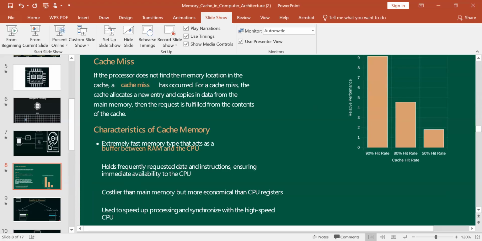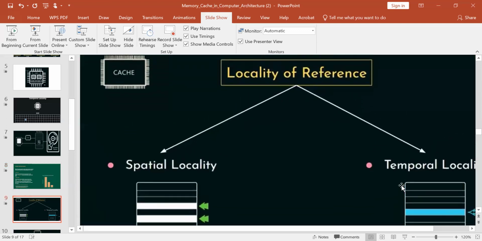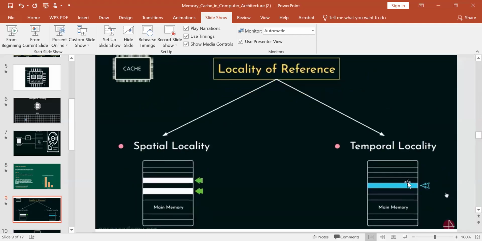Now, having dealt with cache miss and cache hit, we'll move on to what we call the locality of reference, which is also a very, very important concept that we need to look at. And we have two main types of locality of reference. The first one is the temporal locality, and then we have the spatial locality. Let me zoom out so we can see both. We'll be simulating these two as well.